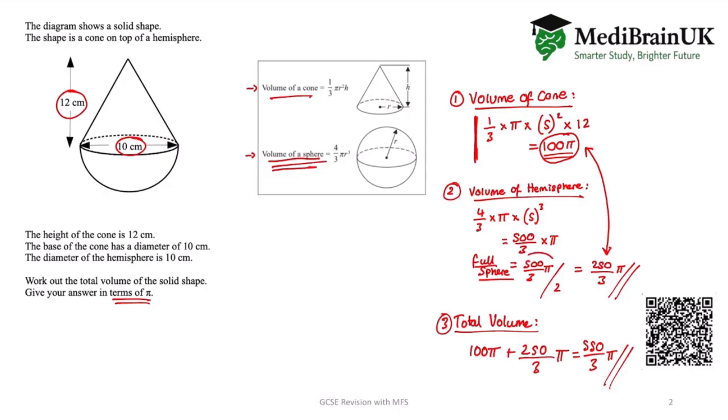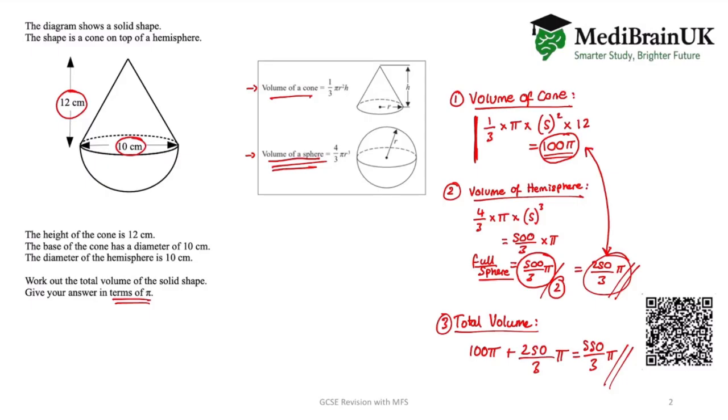So the full sphere was 500 over 3 pi. We then divided by 2 because we don't want the full sphere. We only want half of the sphere. So we divided by 2, and that gave us 250 over 3 pi. Okay, and then to work out the total volume, you do 100 pi add 250 over 3 pi, the volume of the cone add the volume of the sphere, and that gave you your total volume of 550 over 3 pi.